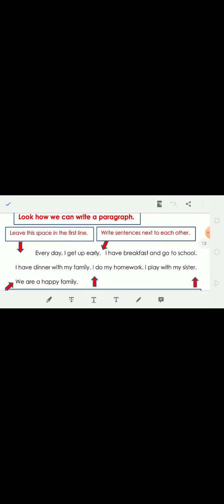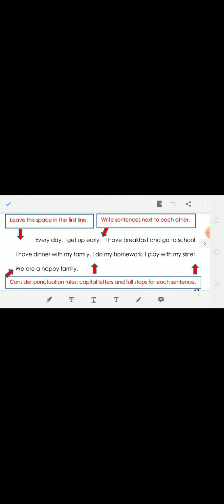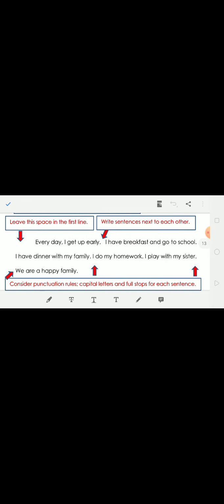Rule number 2, write the sentences next to each other. To write a paragraph, you can't write the sentences under each other like these sentences. Can you see them? They are under each other. So they are not a paragraph, of course. So if you want to write a paragraph, you have to write the sentences next to each other, like a snake or like a train, for example. If you write the sentences next to each other, that means you are writing a paragraph.